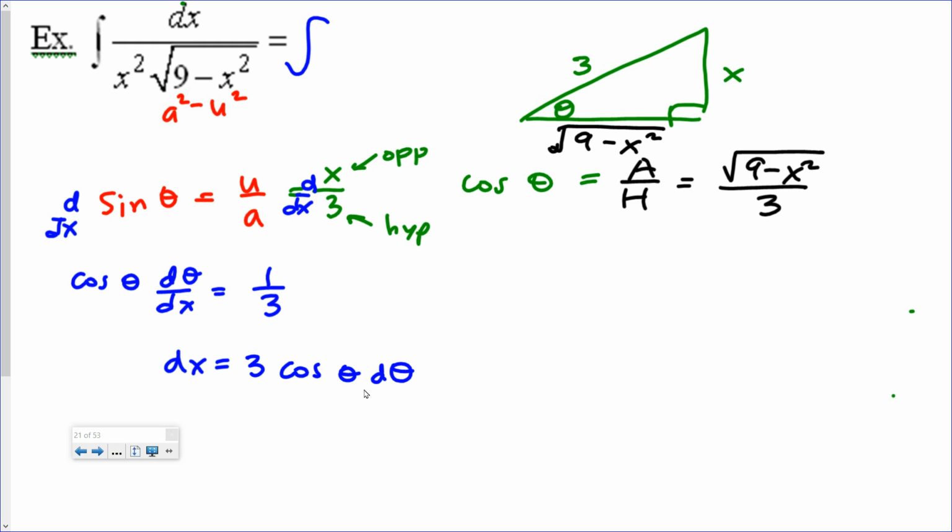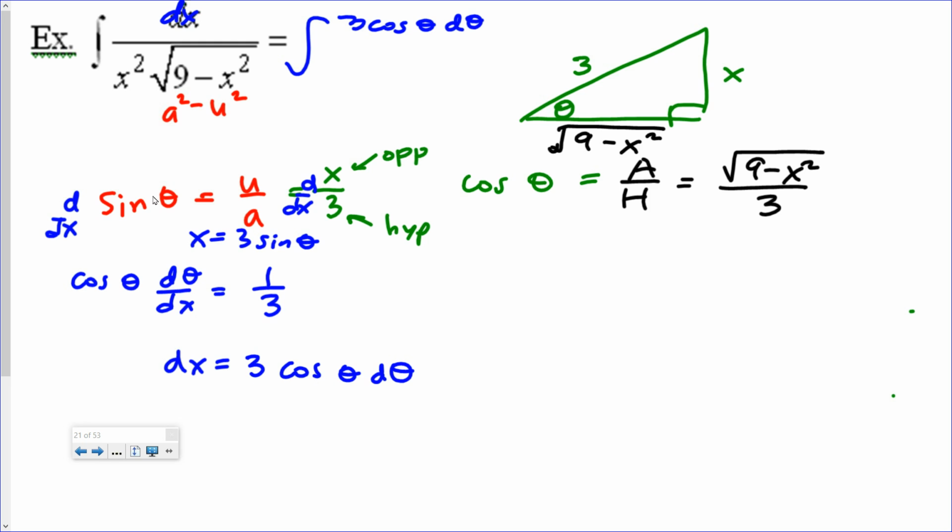Dx is equal to 3 cosine theta d theta. X is actually equal to, I don't know if you see this, 3 sine theta. You guys see that here? If I cross multiply here, I'll get x is equal to 3 sine theta. So I'm going to replace every part here with thetas. Let's replace the first part, dx. In u substitution, you always replace your dx and your u. Here you're going to replace your dx and everything else. So what's dx equal to? Dx is equal to 3 cosine theta d theta. Do you see where I got that?